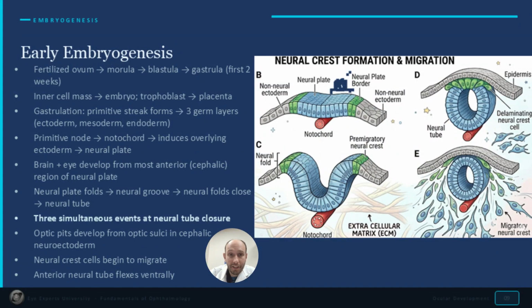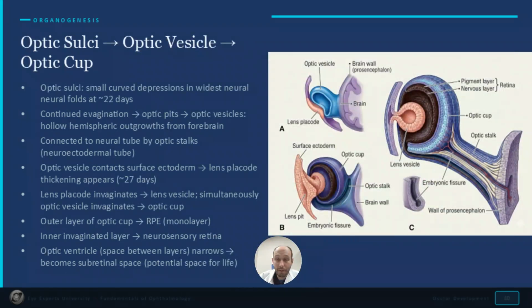So as we know, the egg gets fertilized, it starts to grow, it goes to the morula, blastula, and then gastrula phase. And then it starts getting bigger, forms the neural tube, and starts generating all the cells. Now that the neural tube has formed, we get to the exciting part of eye development around week 4. In the beginning, the optic sulci appears, and then towards the end of that week, the lens placode forms.